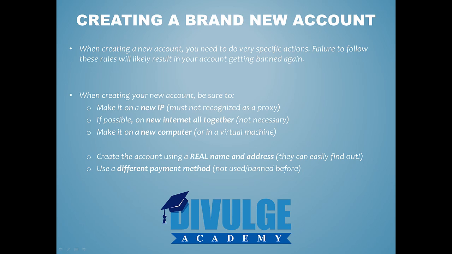But this is only if you're really paranoid. This is absolutely not necessary. Just making it on a new IP and on a new computer is all you really need. Now, if you don't have a new computer you can make your account on, you can make it on a virtual machine. Next, create the account using a real name and address. Facebook can easily find out if you fake the information. And when you add your payment method, use a different one that has not been used or banned before.